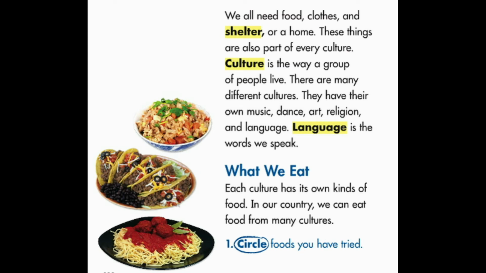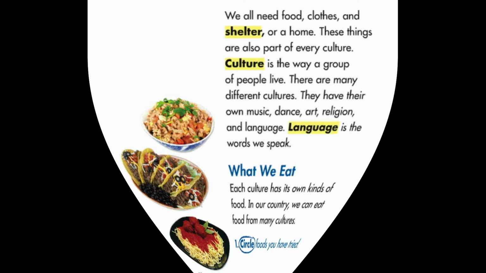We all need food, clothes, and shelter, or a home. These things are also part of every culture. Culture is the way a group of people live. There are many different cultures. They have their own music, dance, art, religion, and language. Language is the words we speak. What we eat: each culture has its own kinds of food. In our country, we can eat foods from many cultures.